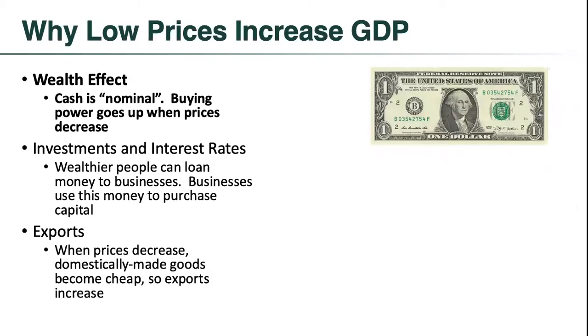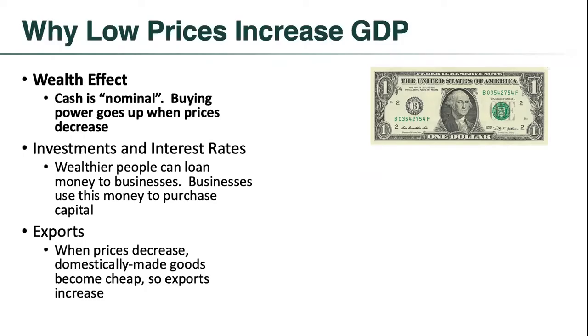There are three primary ways that we think about how lower prices or higher prices, and you can always flip this around to the opposite, increase or decrease GDP. And the first one is the basis for all of them, and it's just the wealth effect.